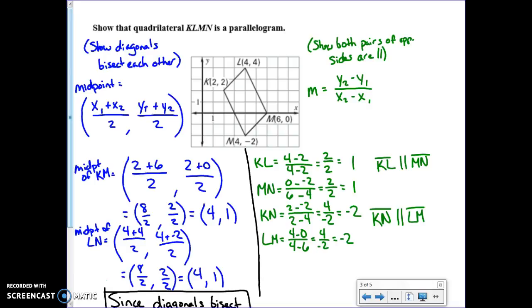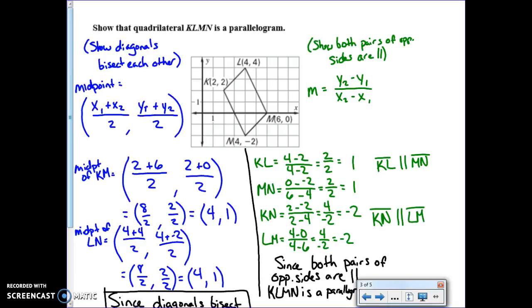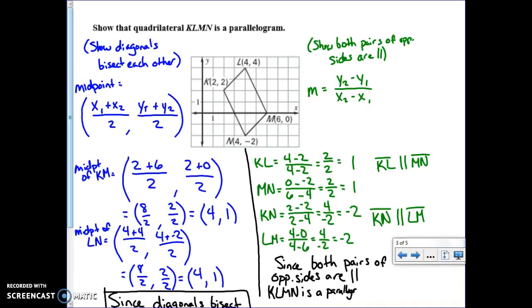So then our conclusion, we can say, since both pairs of opposite sides are parallel, KLMN is a parallelogram. Let's move this out of the way. There we go. Is a parallelogram. So we've also proven using this method.